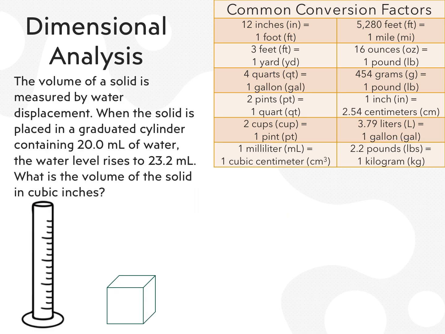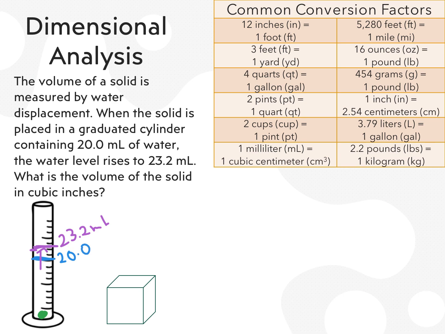Okay, let's try another one. The volume of a solid is measured by water displacement when the solid is placed in a graduated cylinder containing 20 milliliters of water. So let's just say we've got 20 milliliters of water in this graduated cylinder. Then the solid is placed into it. There's my solid. And the water level rises to, let's say, 23.2 milliliters once I've added my solid into it. So now I want to find the volume of the solid in cubic inches.